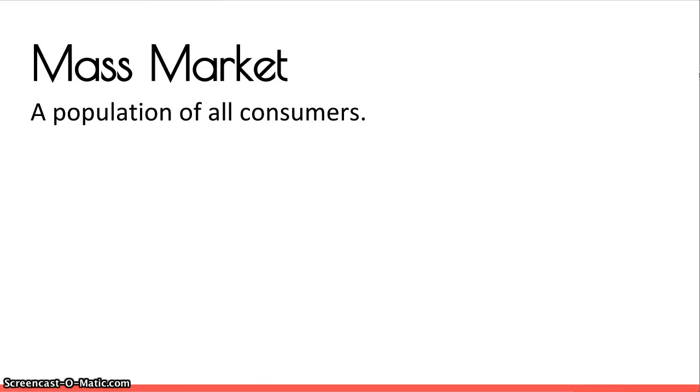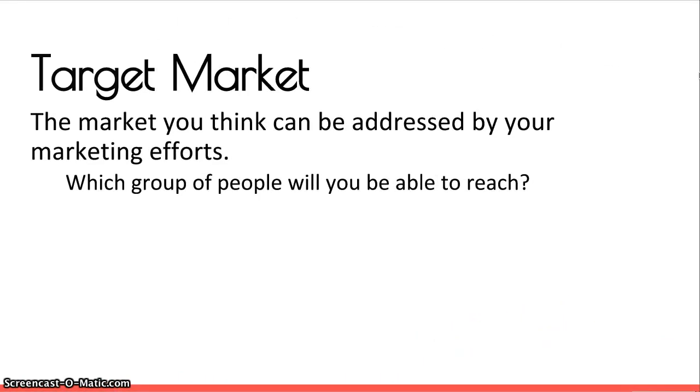The mass market is the population of all consumers. If you sell something on the mass market, you're not looking for a certain niche of people. You're really just throwing the net out there and hoping that people will be interested in what you're selling. The target market is the market that you think can be addressed by your marketing efforts. So which group of people are you trying to reach?